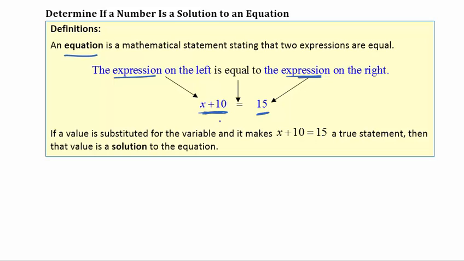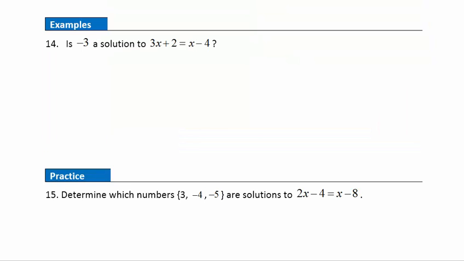And for a simple equation like this, you might just be able to look at that and go, well, 5, because 5 plus 10 is 15. That would be the value for x that would make this a true statement. So that value of 5 would be the solution to that equation. Now let's take a look at an example that's a little more difficult than that last one, where we could just see what the value was.